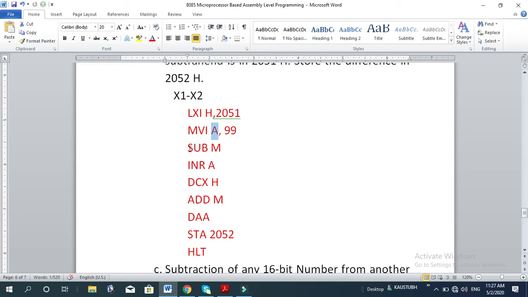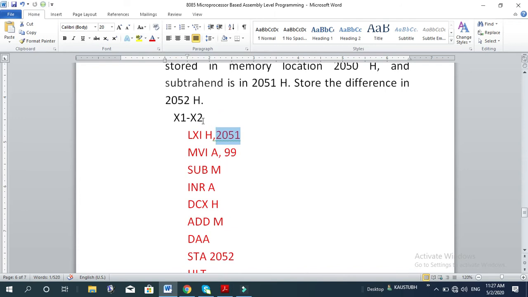Therefore SUB M, where M means the memory location whose address is in the HL register pair, that is 2051. What is there in 2051? My x2 is there. So SUB M means 99 minus x2. At this point, the 9's complement result of x2 is in the accumulator, because after this instruction the result is in the accumulator. Then, simply, if I increment the accumulator, that is 9's complement plus 1, INR A.